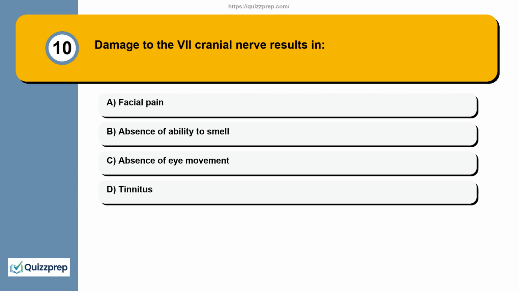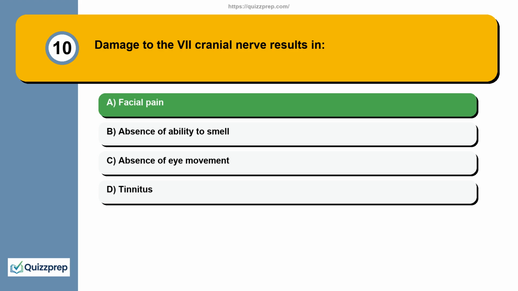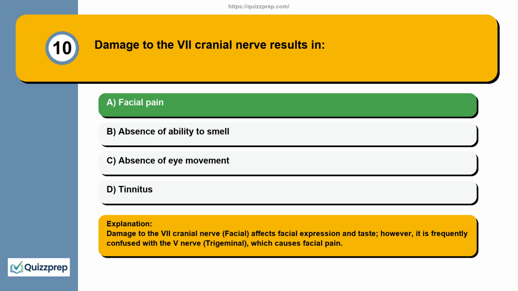Question 10. Damage to the 7th cranial nerve results in facial pain, absence of ability to smell, absence of eye movement, tinnitus. Damage to the 7th cranial nerve, facial, affects facial expression and taste. However, it is frequently confused with the V nerve, trigeminal, which causes facial pain.